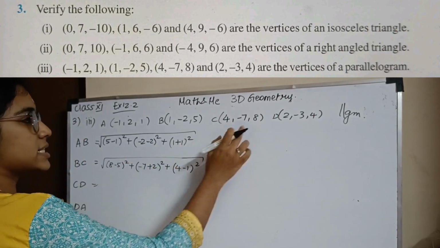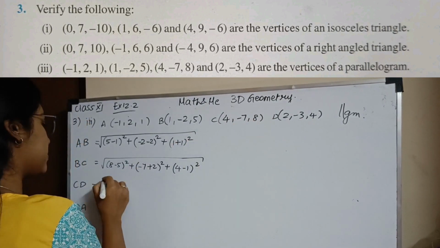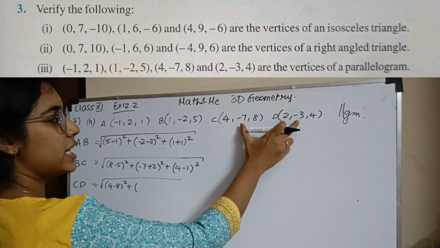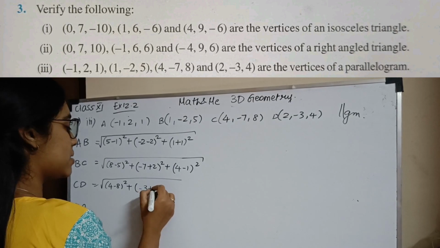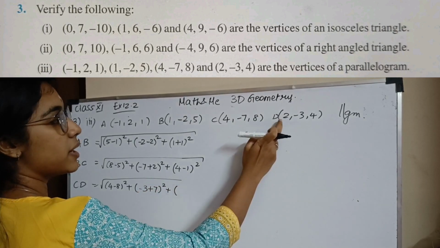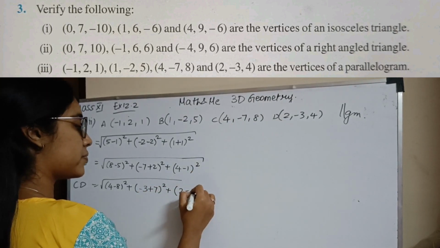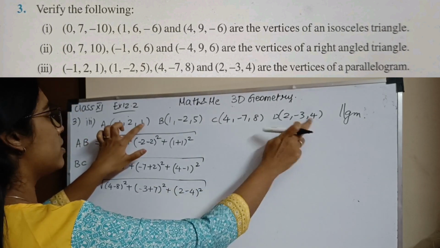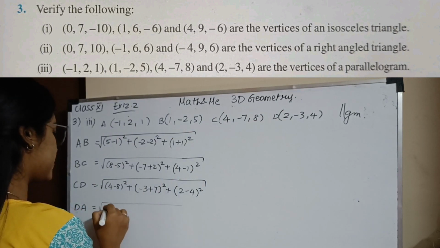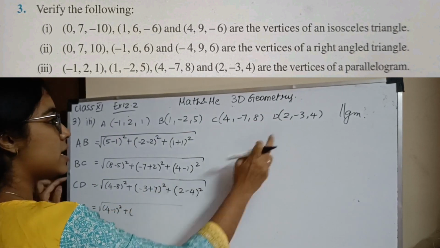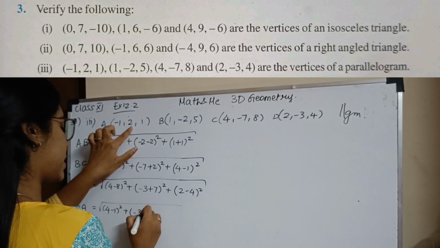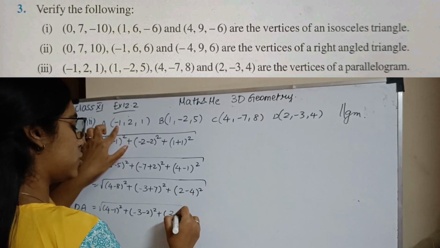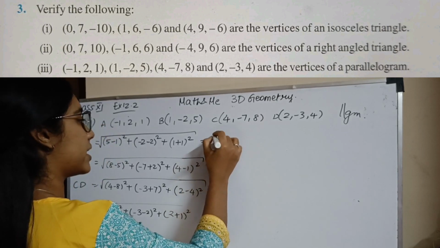Okay. Next CD. So I have 4 minus 8, the whole square, plus minus 3 plus 7 the whole square, plus 2 minus 4 the whole square. Okay. DA, in our case which means AD. So I can do 4 minus 1 the whole square, plus minus 3 minus 2 the whole square, plus 2 minus of minus 1, that is 2 plus 1, the whole square. So what will I have?